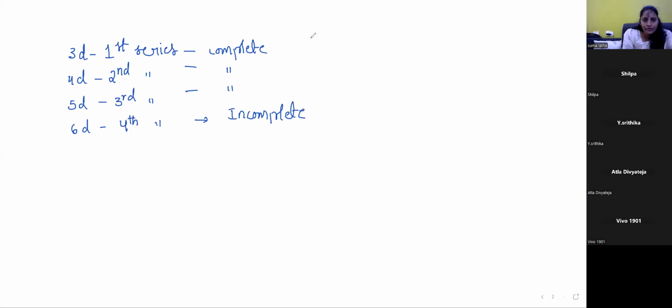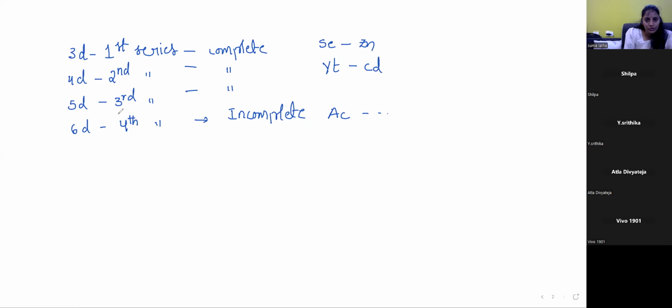If you check the 3d series, it is scandium to zinc. The incomplete series has actinium as the starting element, so this is the incomplete one. We are not discussing which one is the last element. Next, yttrium to cadmium is the 4d series. So scandium to zinc, and yttrium to cadmium.